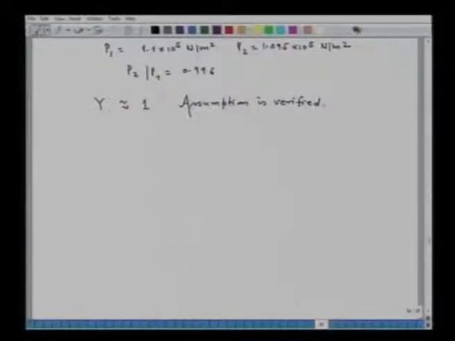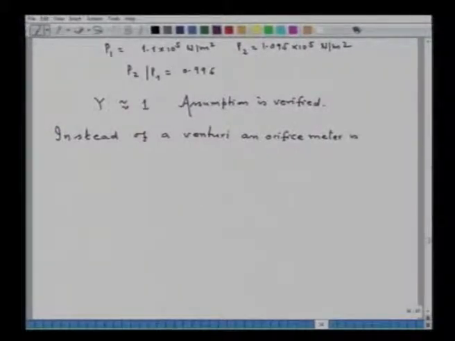Now, let us see another problem from this. What we are doing now is, instead of a Venturi, an orifice meter is placed, or rather is proposed to be installed.